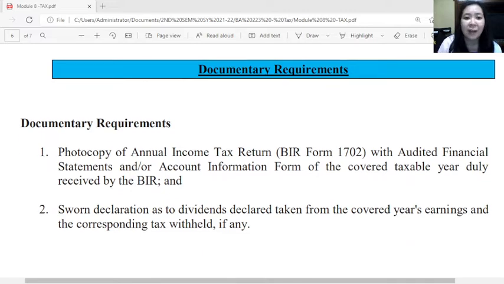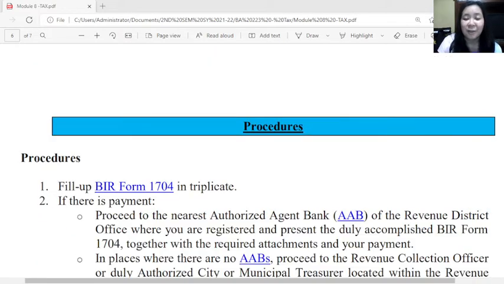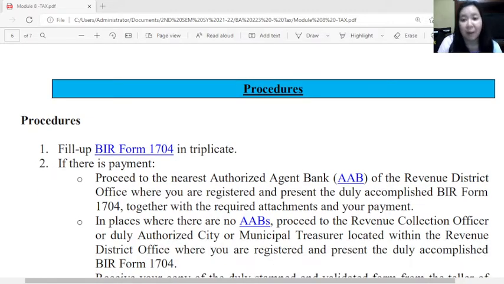So what are the documentary requirements? Aside from the BIR form, they should include a photocopy of their annual income tax return, which is 1702, with audited FS and/or account information form of the covered taxable year duly received by the BIR, and the sworn declaration as to the dividends declared taken from the covered year's earnings and the corresponding tax withheld, if there is any. So there are two requirements only. For the procedure, they are going to fill up BIR Form 1704 in 3 copies.